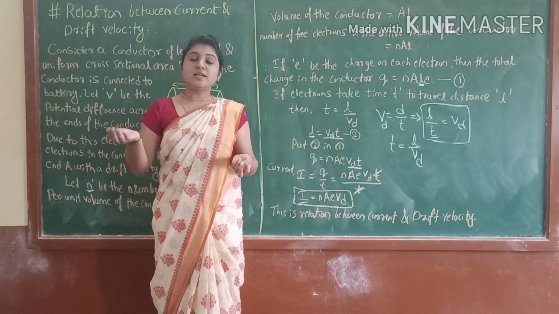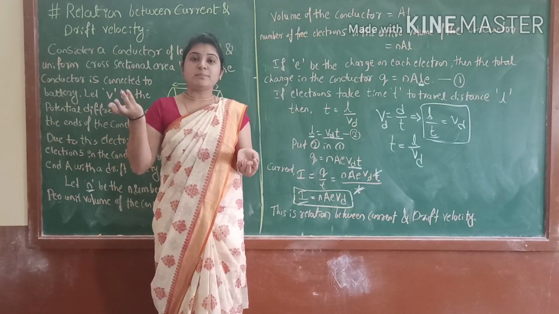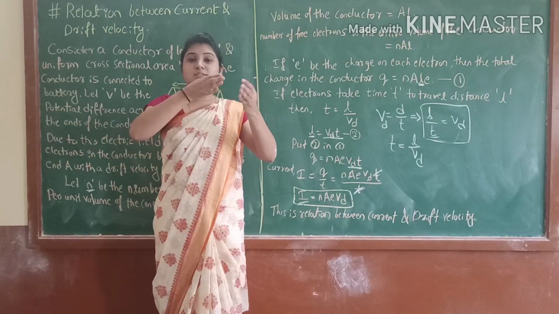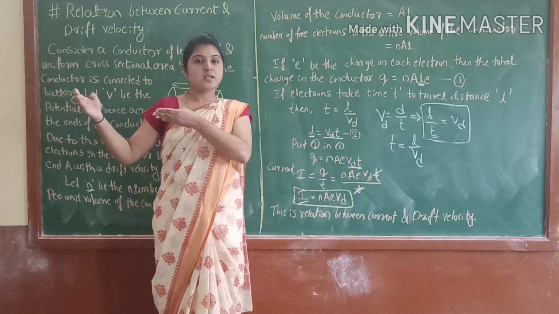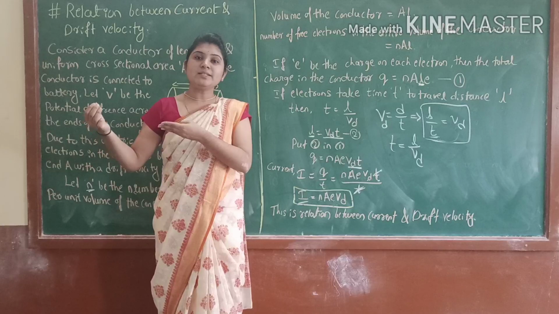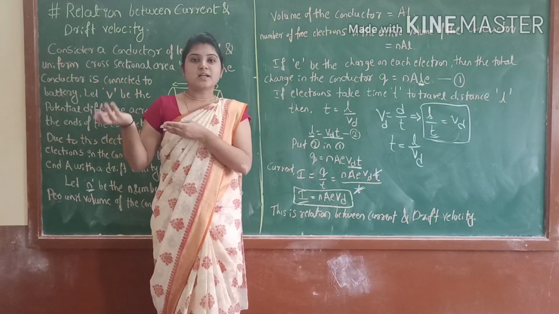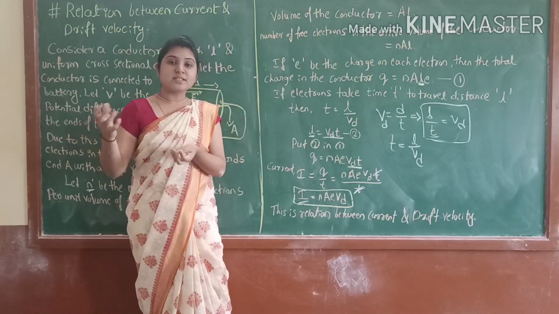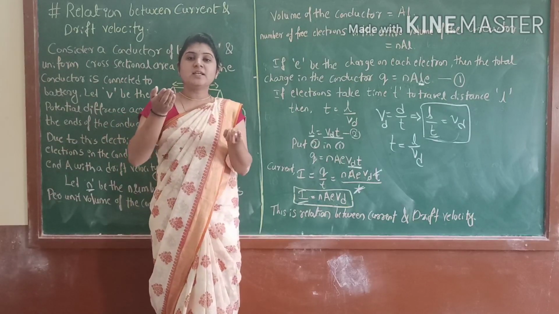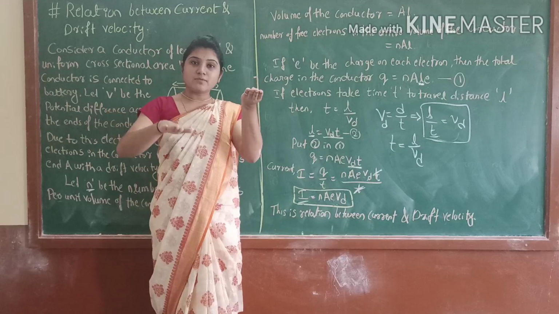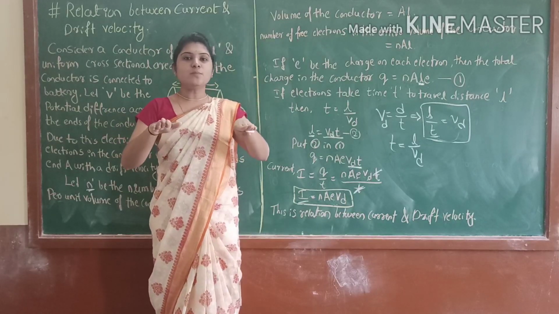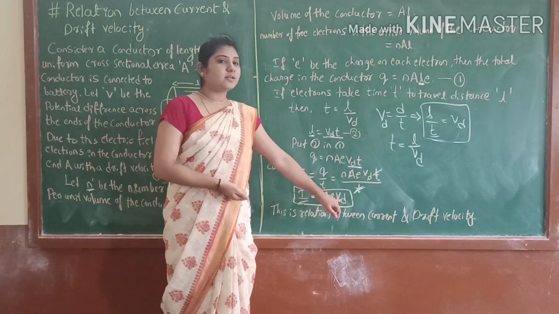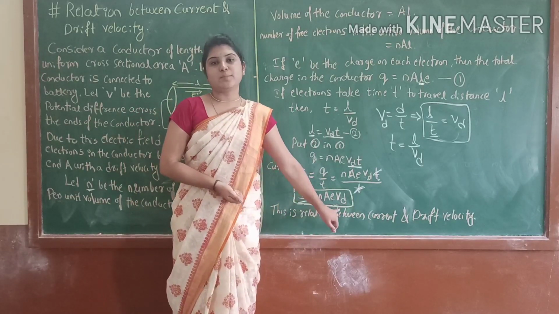If the drift velocity of the electrons increases, of course they will start to move quickly, and if they move quickly, of course the current will increase. Current increases means the bulb will glow early. That means when the drift velocity increases, current also increases. When the drift velocity decreases, the current also decreases. Understood? So here current and drift velocity are directly proportional.